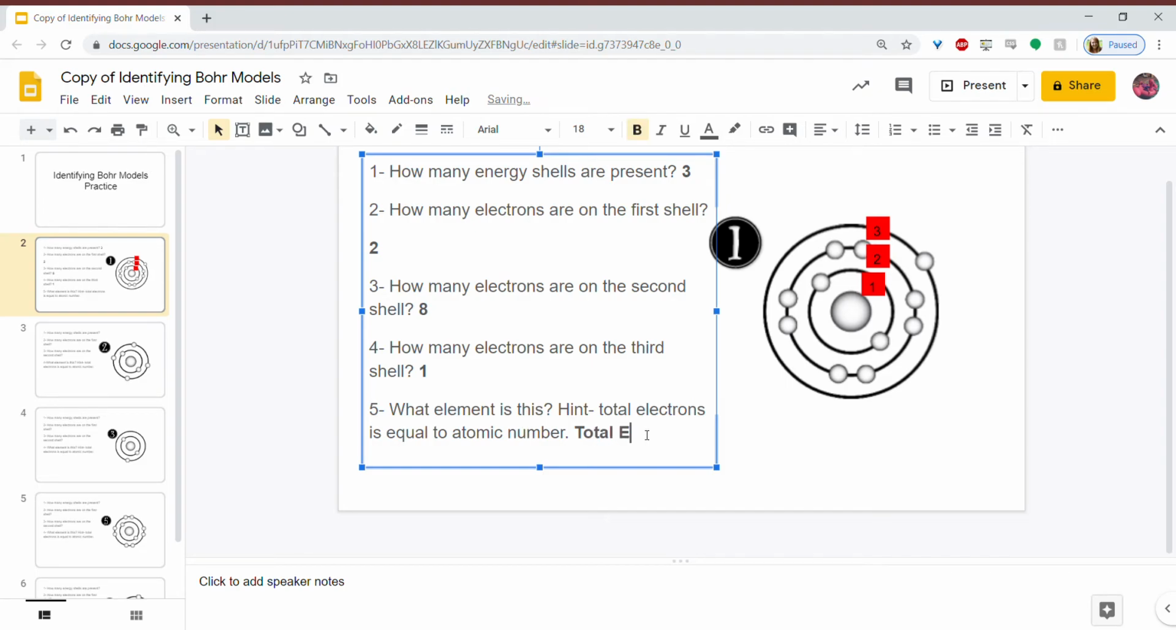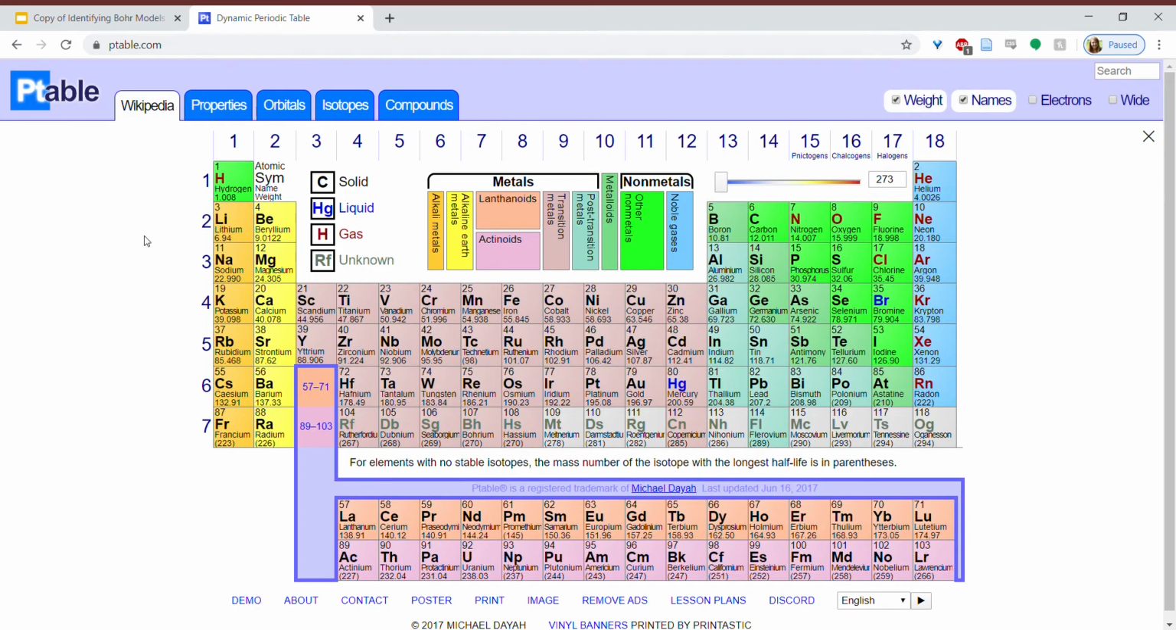So total electrons is equal to 2 plus 8 plus 1, right? Because I have 2 from here, I have 8 from here, I have 1 from here. So 2 plus 8 plus 1 equals 11. Alright, 11 total electrons. And if there are 11 total electrons, that means the atomic number is going to be 11.